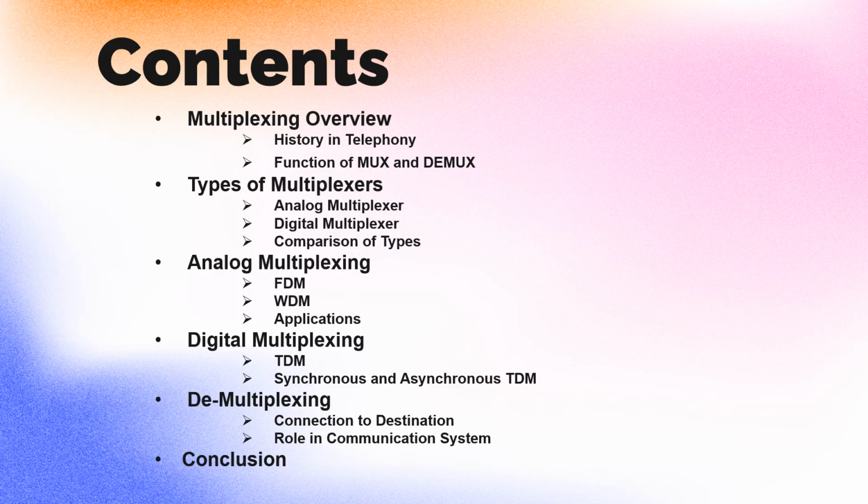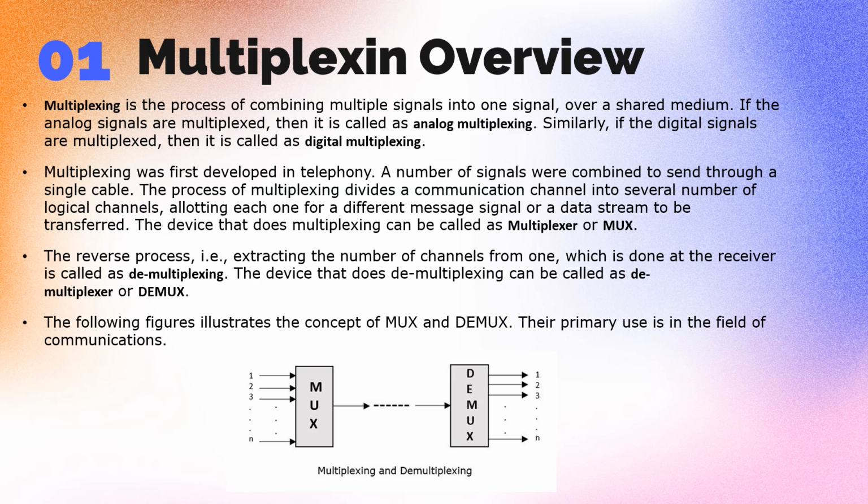At first we're going to jump to the topic multiplexing overview. So what is multiplexing? Multiplexing is the process of combining multiple signals into one signal over a shared medium. So when we have to combine multiple signals into one signal, it is called multiplexing. If the analog signals are multiplexed, then it is called analog multiplexing. Similarly, if the digital signals are multiplexed, it is called digital multiplexing.